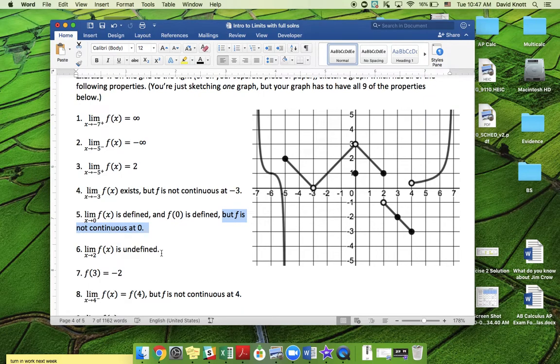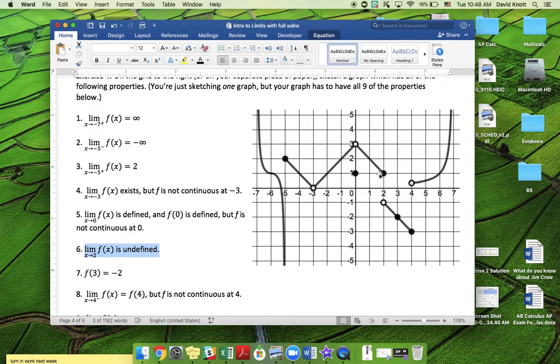Number 6, the limit as x approaches 2 is undefined. Well, this is a two-sided limit, right? For this to be undefined, the left and right hand limits must be different. That will cause the two-sided limit to be undefined. And indeed, if you take a look at 2, right here, the left hand limit is 1, the right hand limit is -1, they're different, therefore the two-sided limit is undefined.